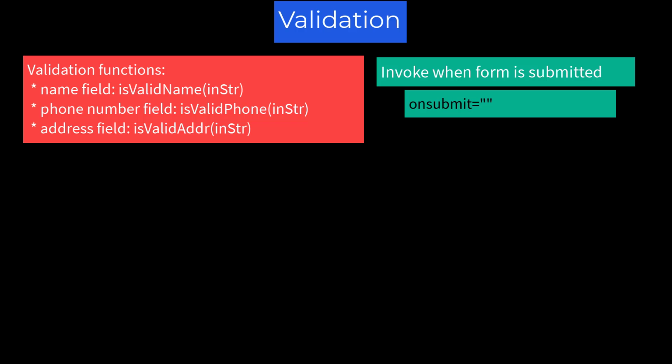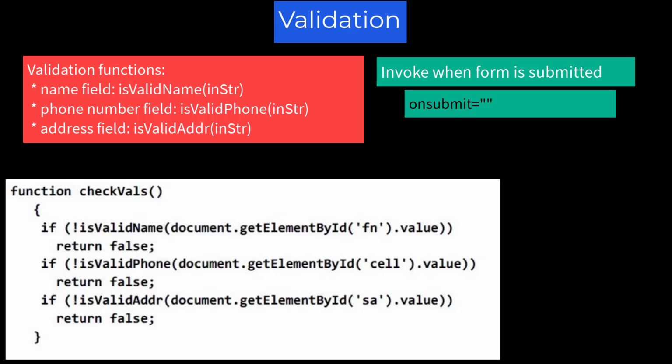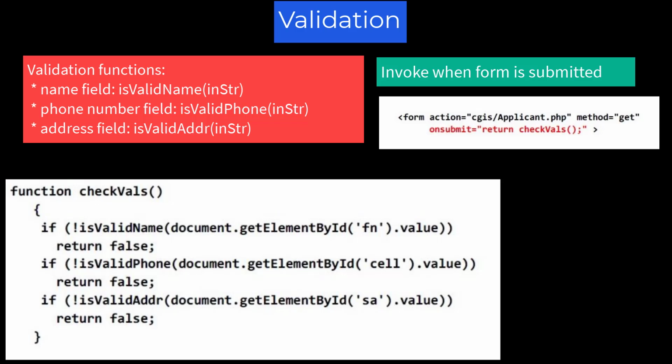So it's most common to invoke a single function that in turn invokes all your validation routines. So this main validation routine, let's call it checkVals, might look like this. Function checkVals, and then we have 3 if statements checking the returns from each value. And then in the form start tag, you're going to say onSubmit equals return checkVals.